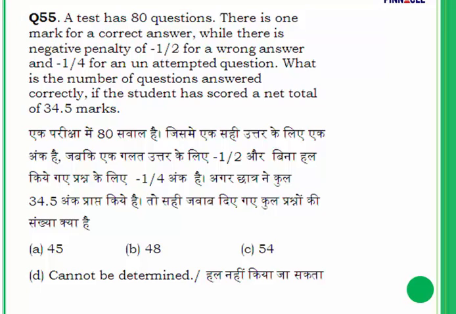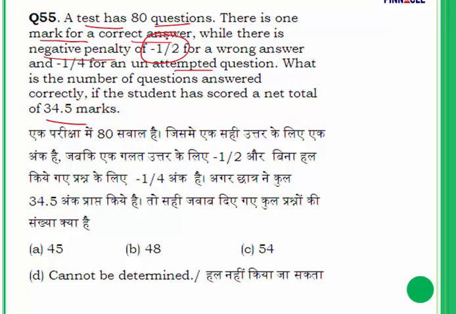Now, question number 55. The question given is: A test has 80 questions. There is 1 mark for a correct answer, while there is a negative penalty of minus 1 by 2 for a wrong answer, and minus 1 by 5 if you do not attempt any question. What is the number of questions answered correctly if the student has scored a net total of 34.5 marks?